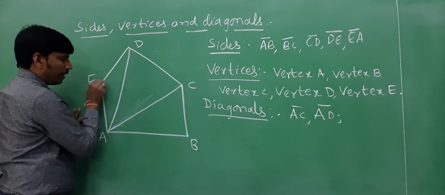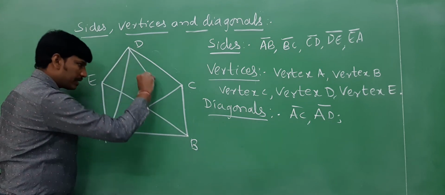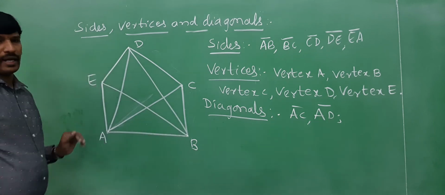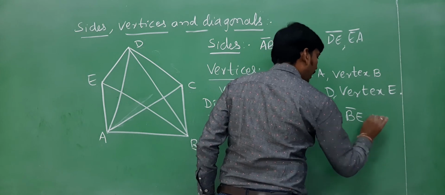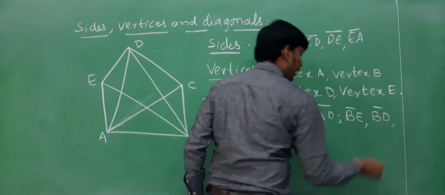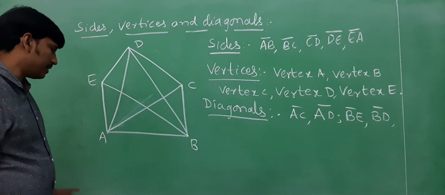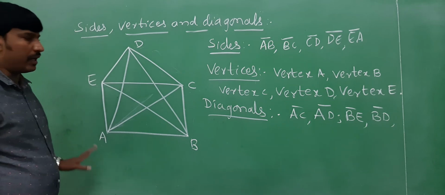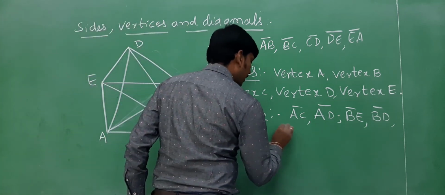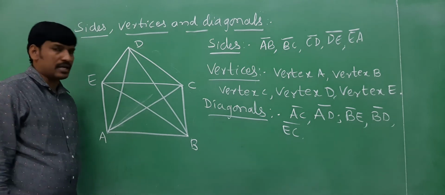BE as well as BD is also one more diagonal. That is, BE and BD are two diagonals. Is there any other diagonal? Yes, there is one more. That is EC also, or CE. So totally there are 5 diagonals.